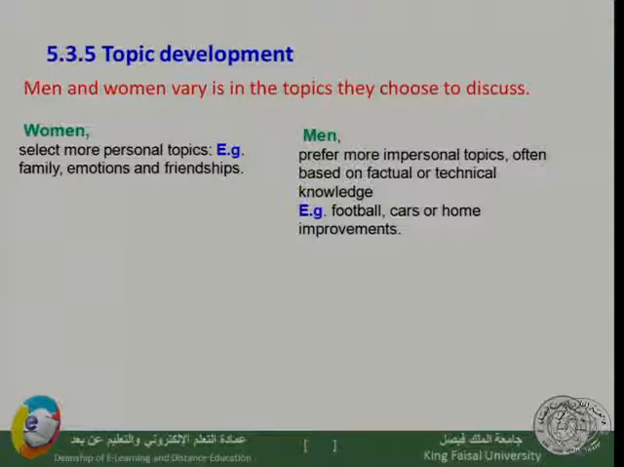Now, what are the examples of personal topics? It is family relations, the kids, emotions, their friends and friendship, while men prefer more impersonal topics, often based on factual or technical knowledge. Examples of this are talking about football, talking about cars or home improvement, etc.